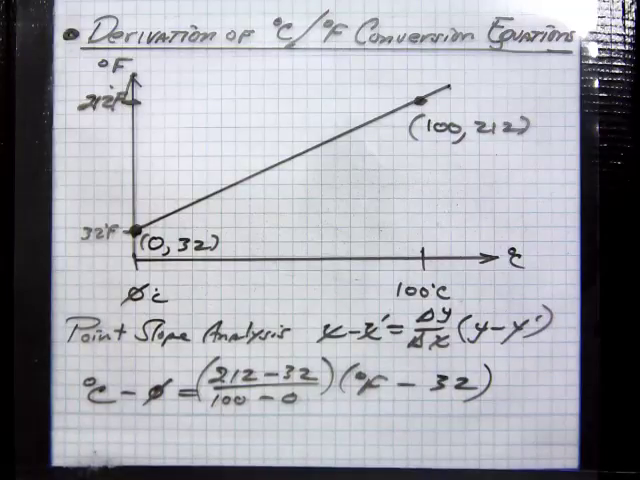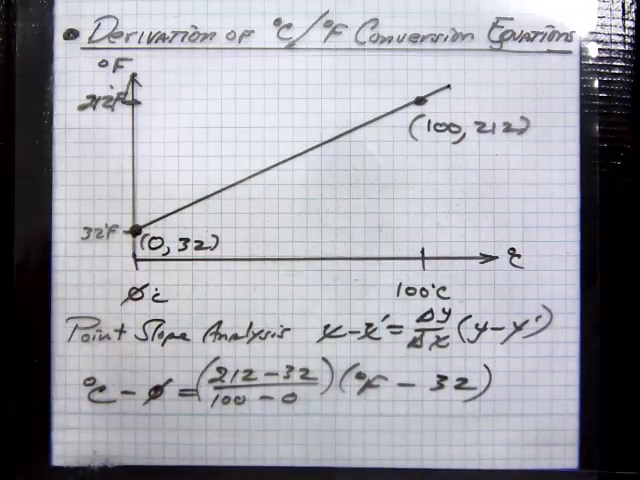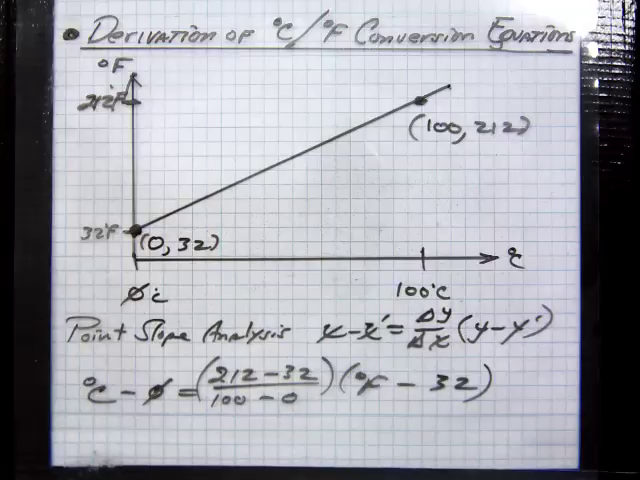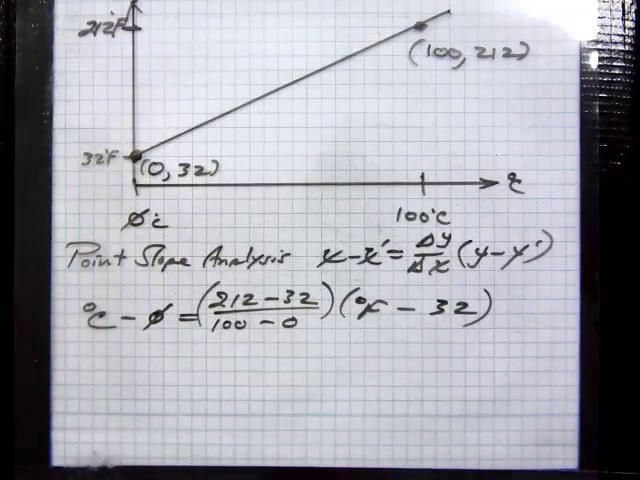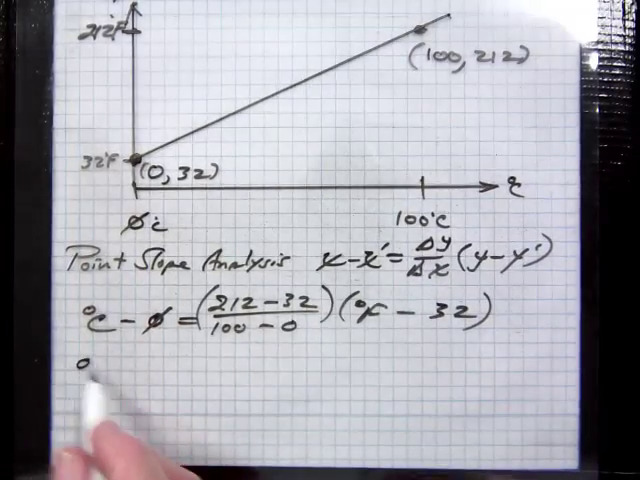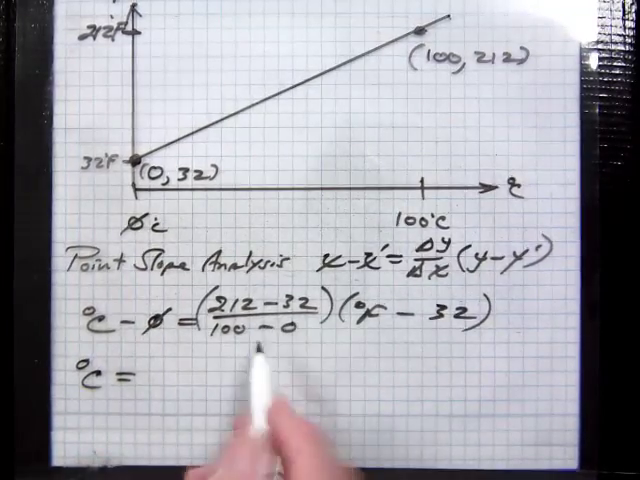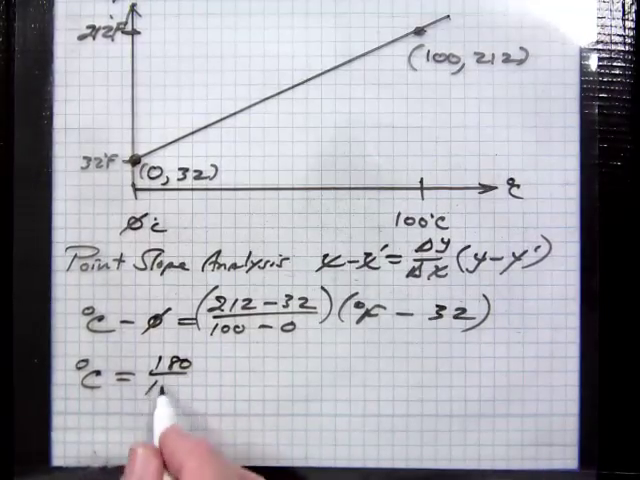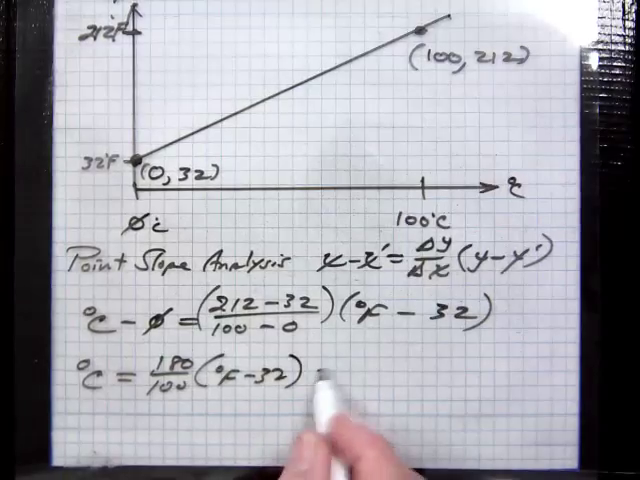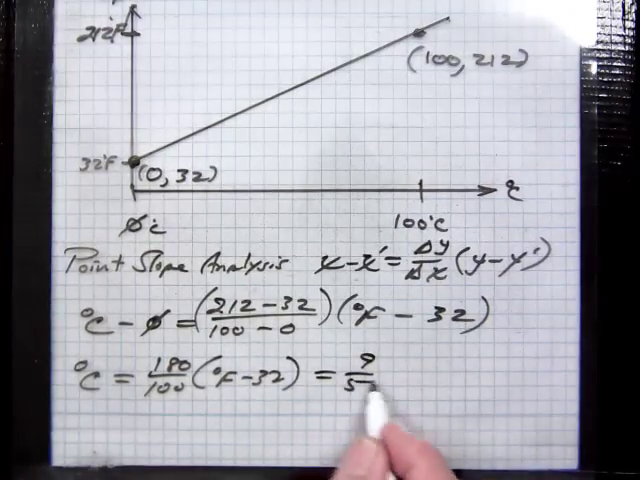So solve for C. That gives you your C, based on F. And then turn around, solve for Fahrenheit in terms of C. And that gives you Fahrenheit conversion. So let's see what we got. So degrees C now is equal to, that's 180 over 100 degrees F minus 32, and that's 9.5.